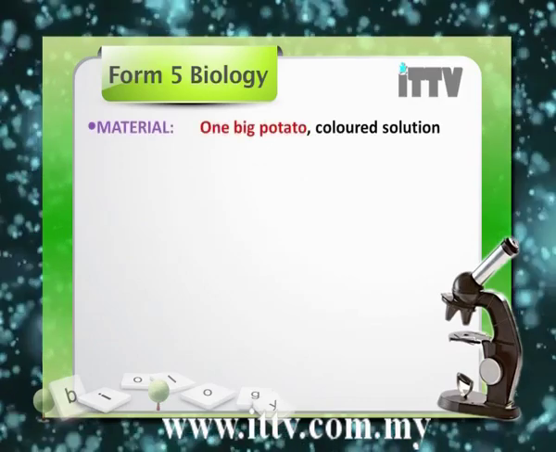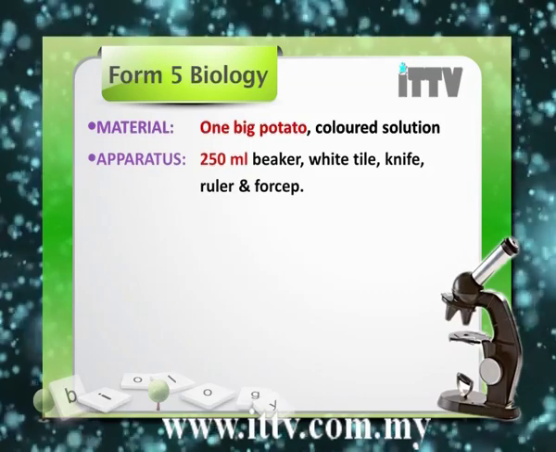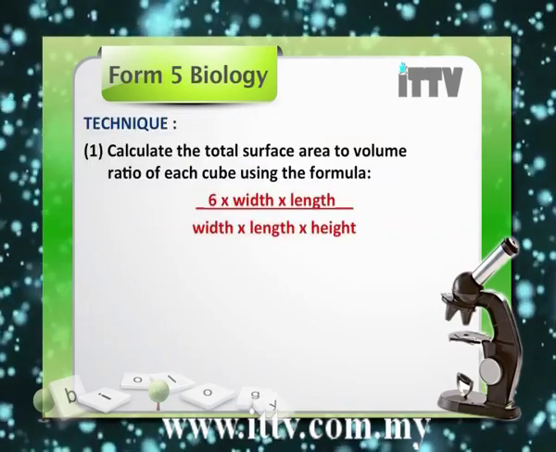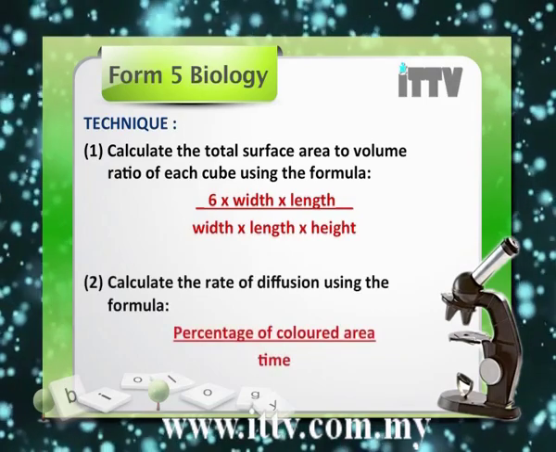The materials needed for this experiment are one big potato cut to various sizes and a colored solution. The apparatus needed are a 250 milliliter beaker, a white tile, a knife, a ruler and forceps. We have to calculate the total surface area to volume ratio of each cube using the formula. The rate of diffusion is determined using the following formula: percentage of colored area over time.